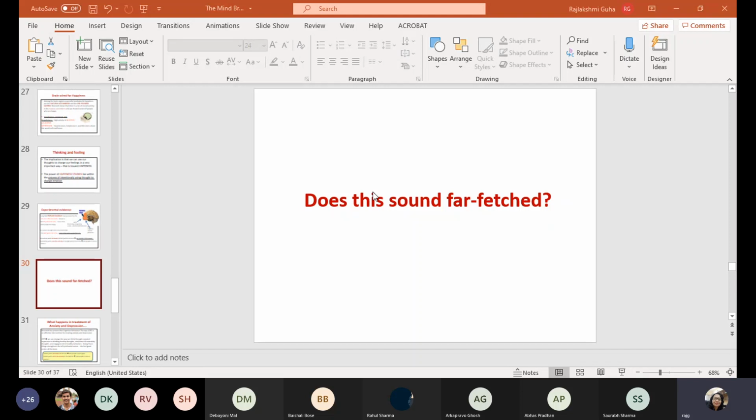In neuroscientific terms, it means that both the areas are activated, but the intensity of the activation depends on which one is getting more impact, which is having more impact.